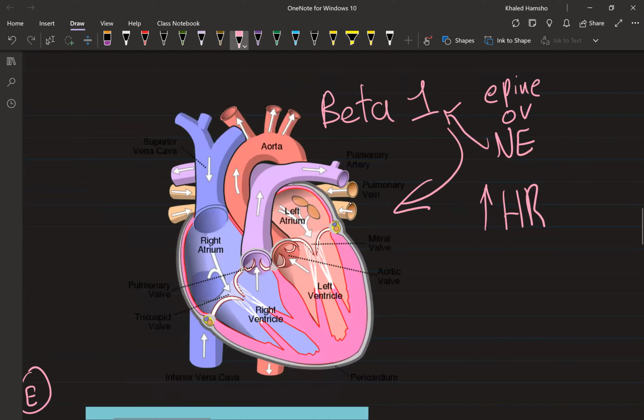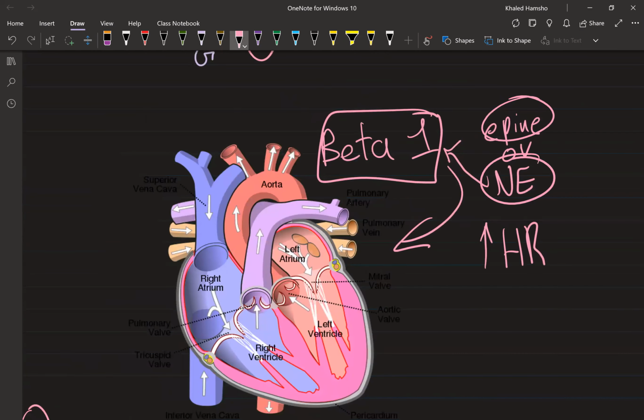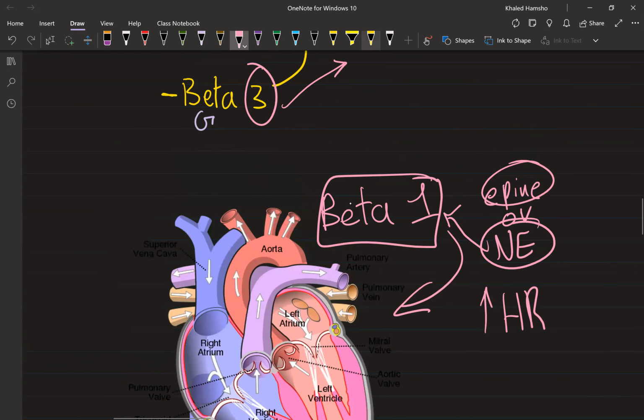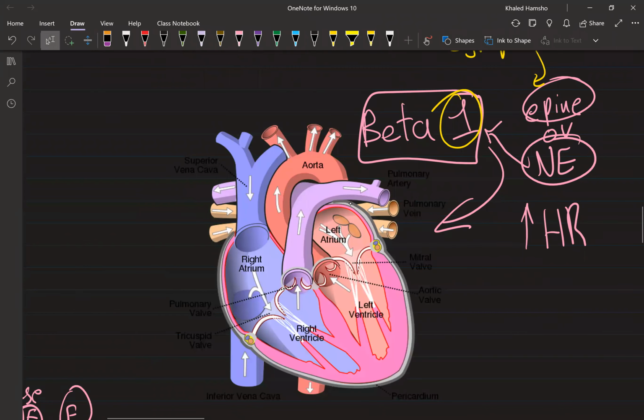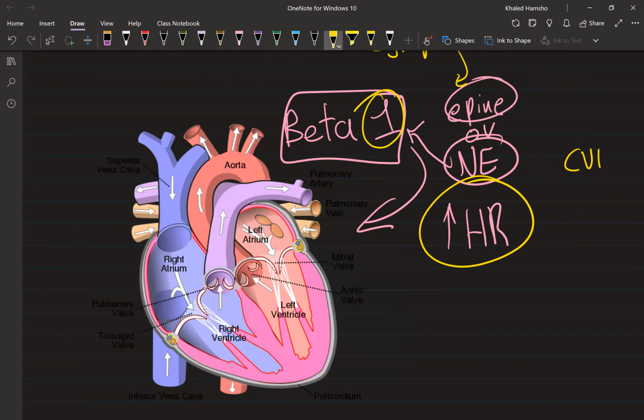This is for beta 1. Beta 1 works through epinephrine and norepinephrine from the sympathetic pathway. It releases norepinephrine or epinephrine on the beta 1 receptor, and that causes the heart rate to go faster. And you'll cover this more in CVP next semester.